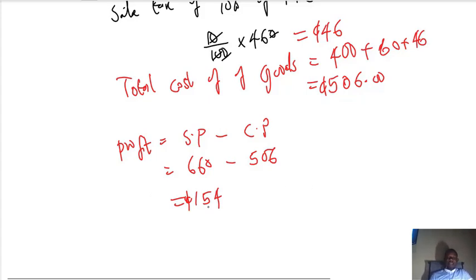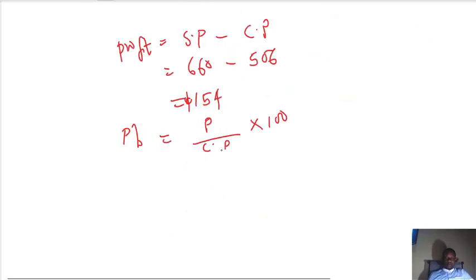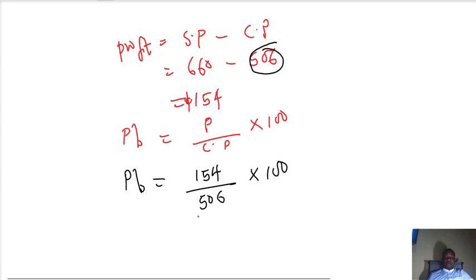But the question says we shouldn't find the profit, but rather the profit percent. So profit percent is equal to profit over cost price times 100. So profit percent will be equal to, and what is the profit now? We have 154 over the cost price. The cost price is the total cost price of the item, which is 506, times 100. So here with the help of a calculator, we get a profit percent equal to 30.43%.